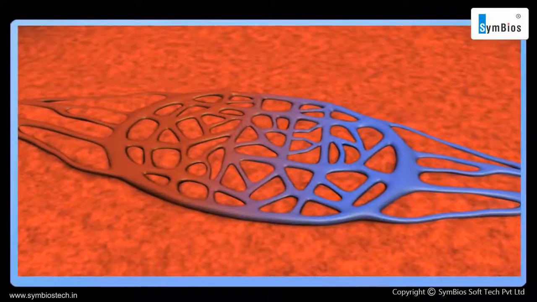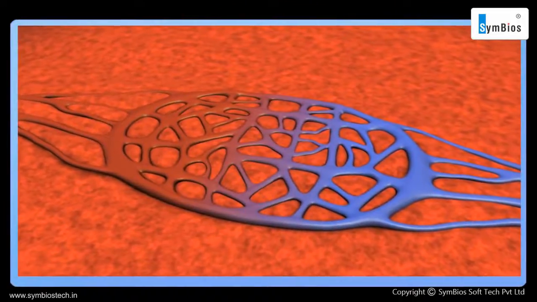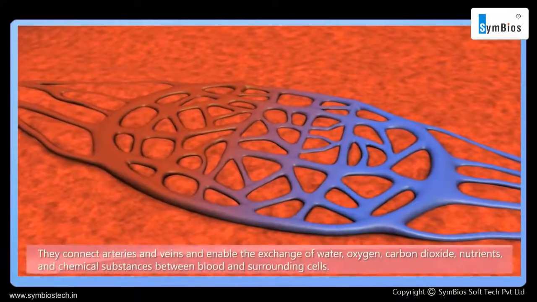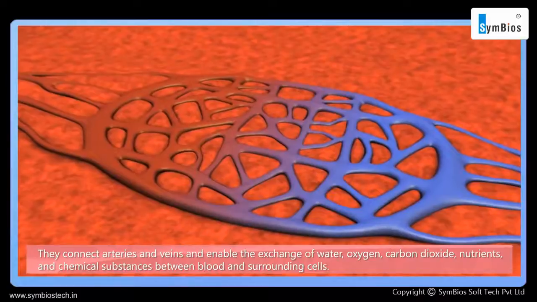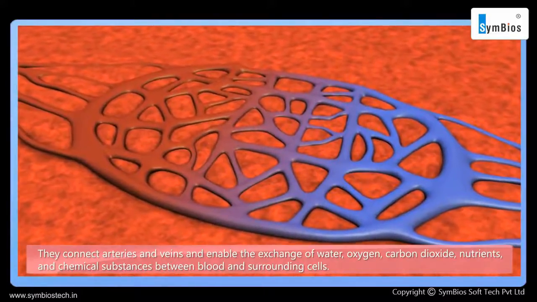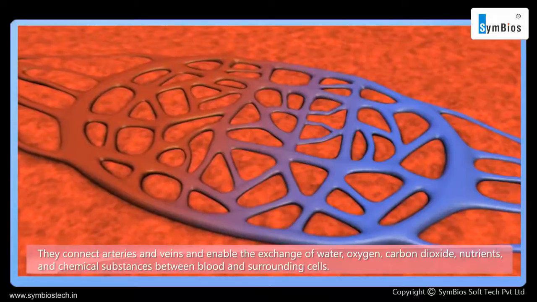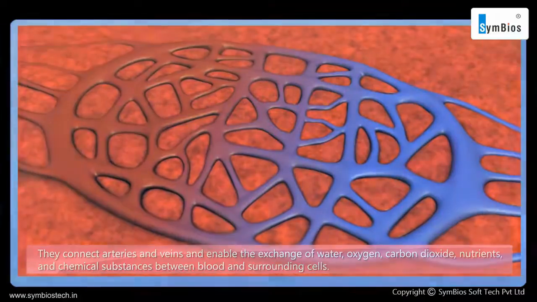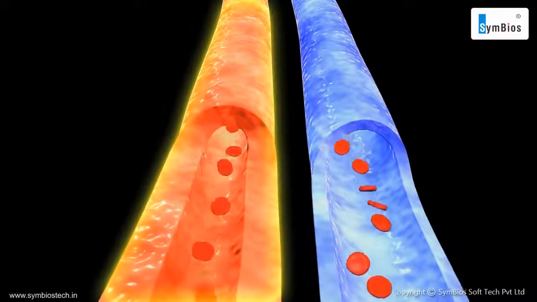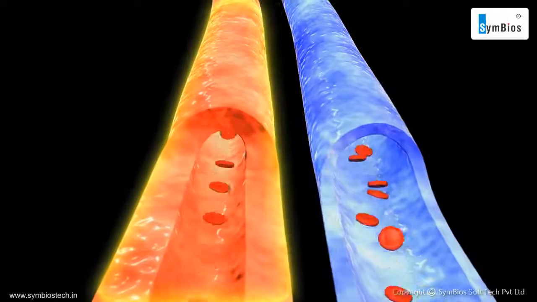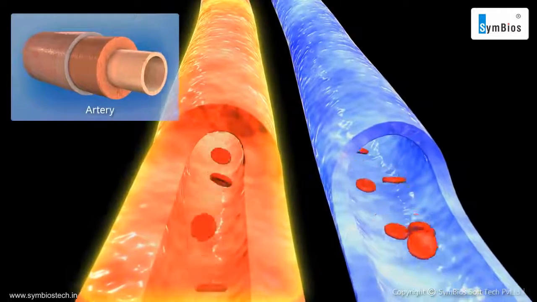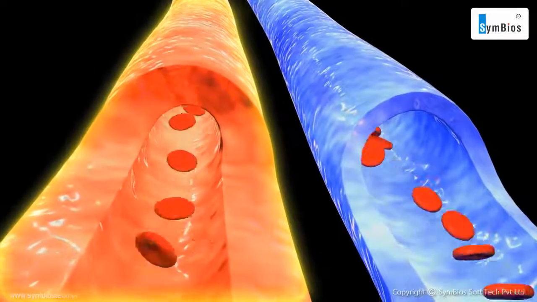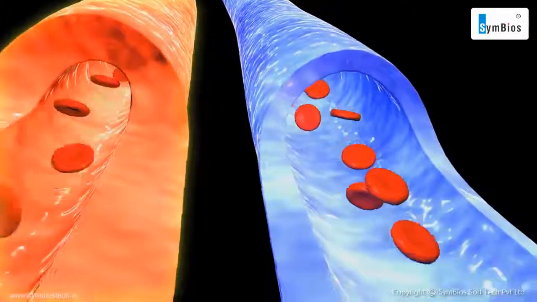Capillaries are the smallest blood vessels with a thickness of only 1 cell. They connect arteries and veins and enable the exchange of water, oxygen, carbon dioxide, nutrients, and chemical substances between blood and surrounding cells. When the heart pumps out blood, it is under high pressure. Therefore, the arteries which carry the blood away from the heart are equipped with thick and elastic walls to sustain this pressure.